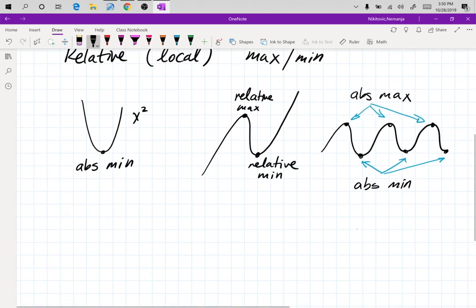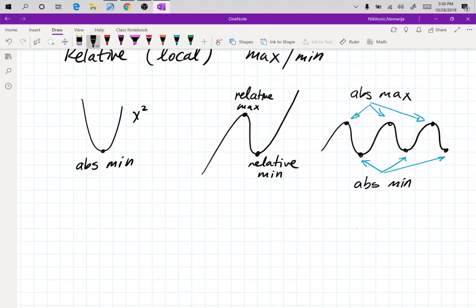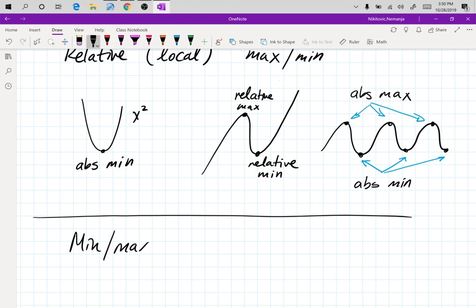So this is our understanding of relative versus absolute min and max. The next sentence is very important. Min max occur at what we call critical points.